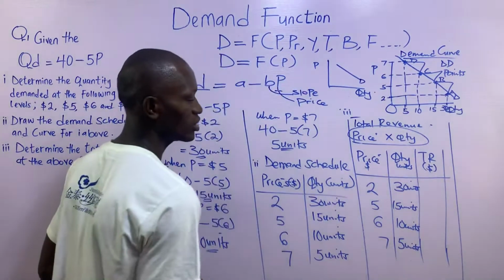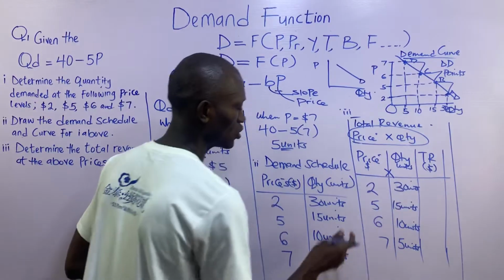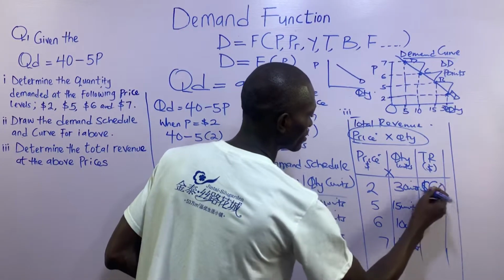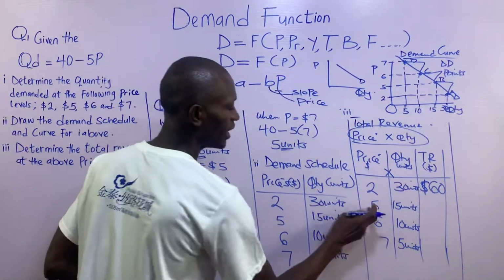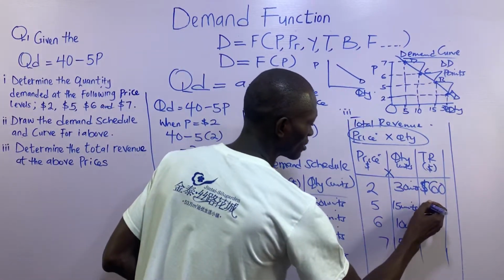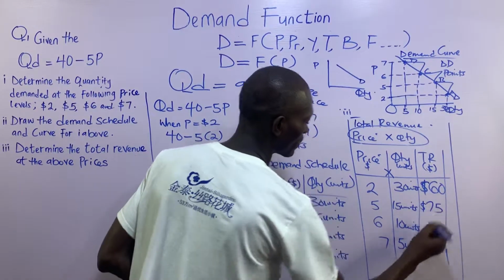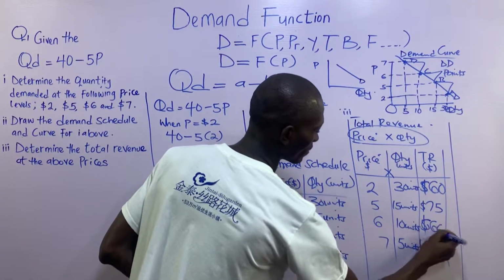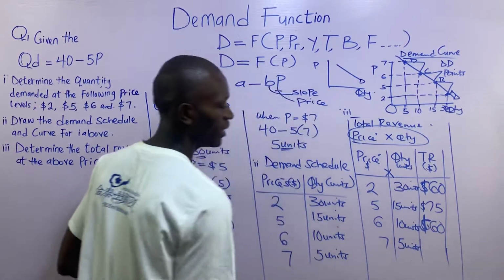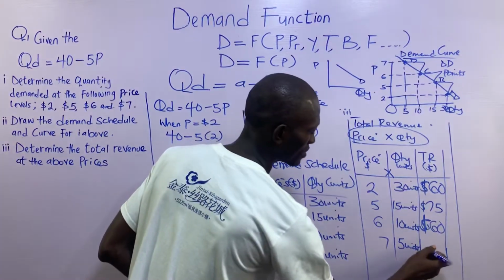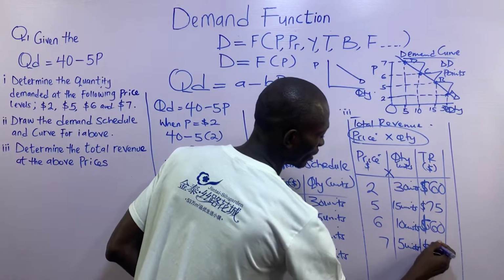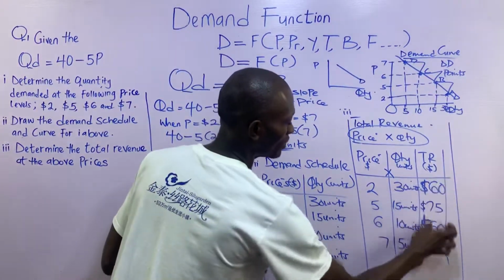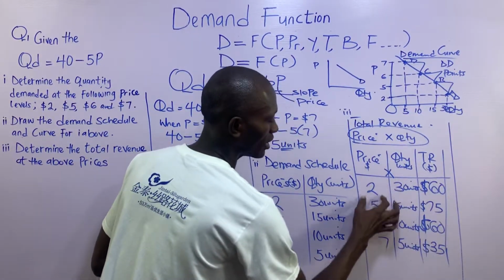So all we're going to be doing here is multiplication. So 2 times 30, that gives us $60. 5 times 15 units, that gives us $75. 6 times 10 units, that gives us $60. And lastly, 7 times 5, that gives us $35. So these are the total revenue at these prices.